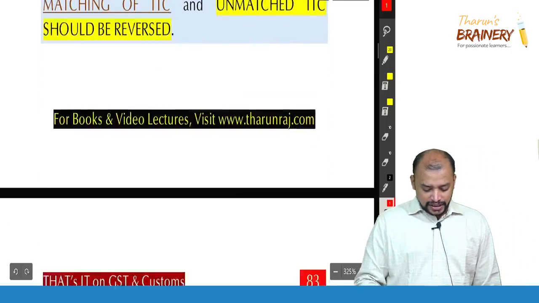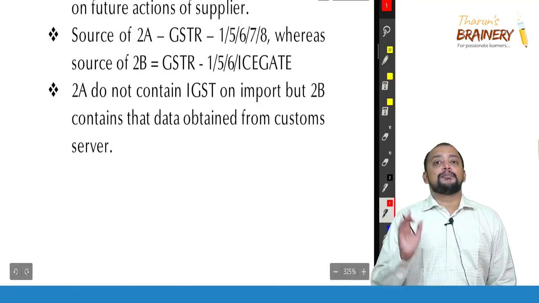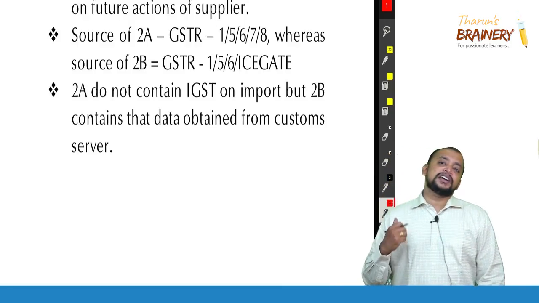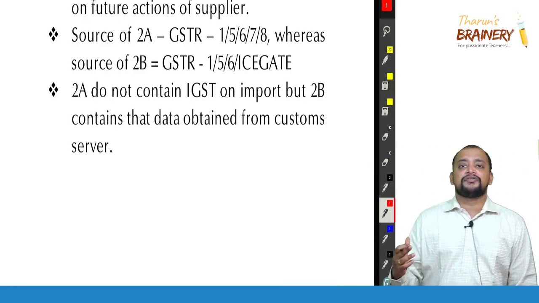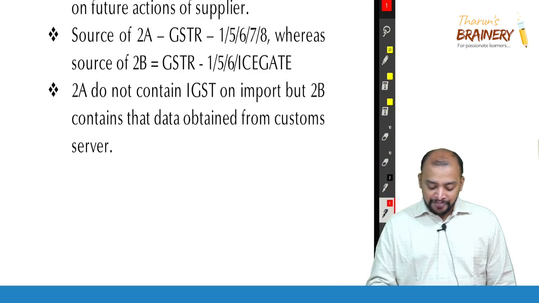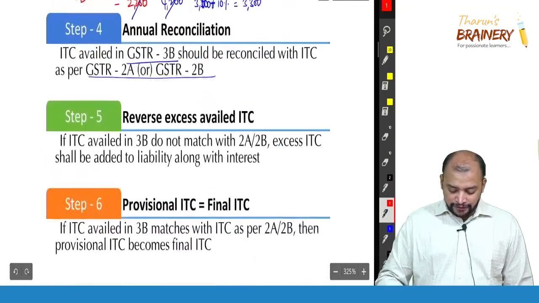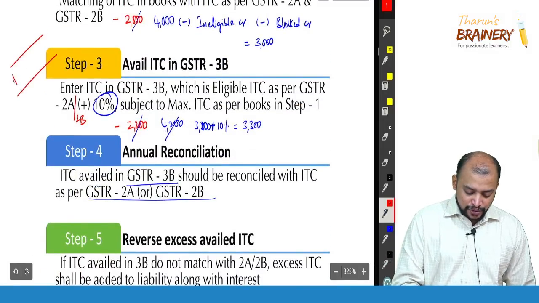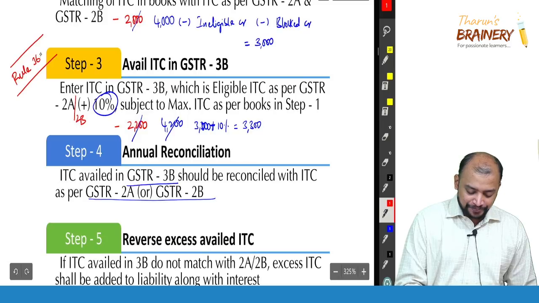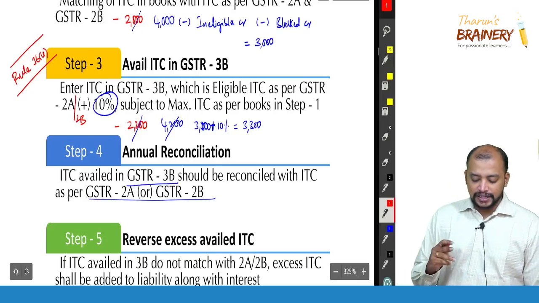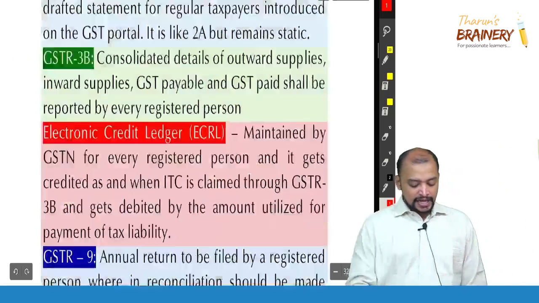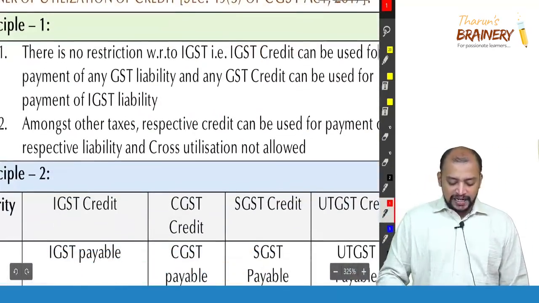So this is about the concept of matching of credit and availment of credit. Anywhere you come across this, just give a reference of Rule 36 sub-rule 4. As per Rule 36 sub-rule 4 only, you can take this credit. This step 2 information is given in Rule 36 sub-rule 4: matched credit plus 10% can be availed as ITC. So with this we completed the matching concept.